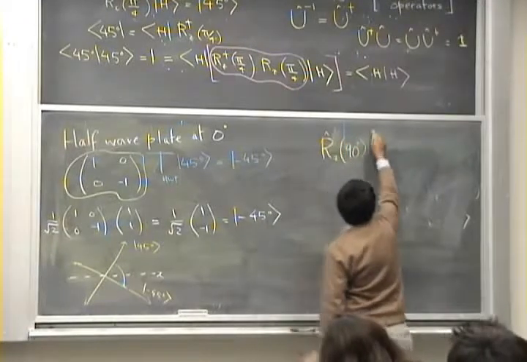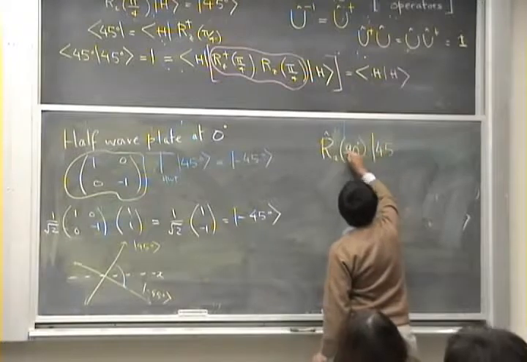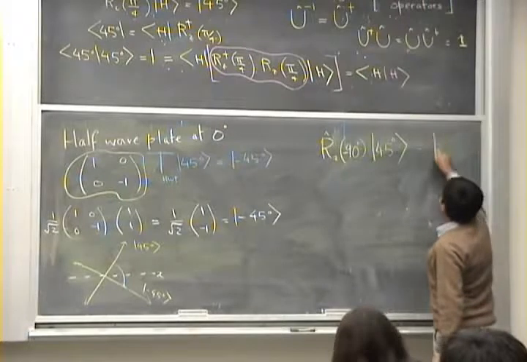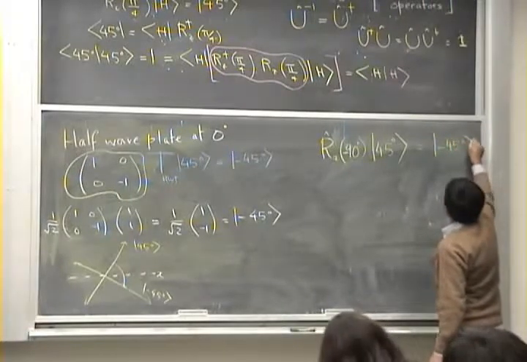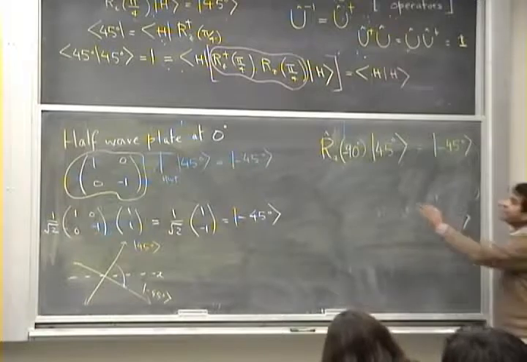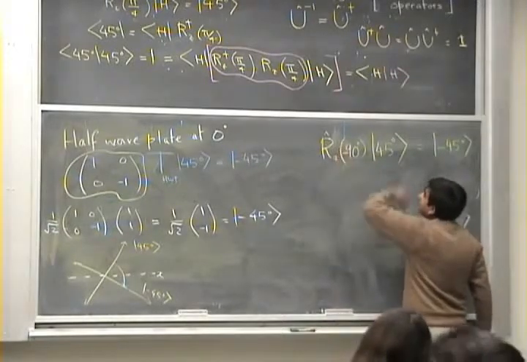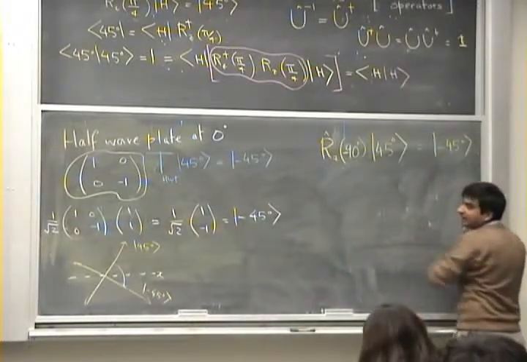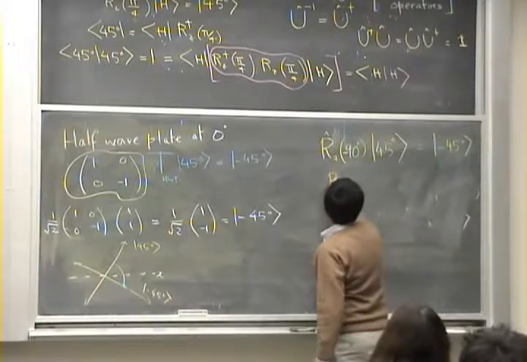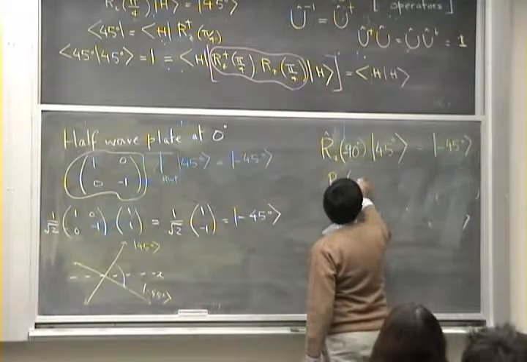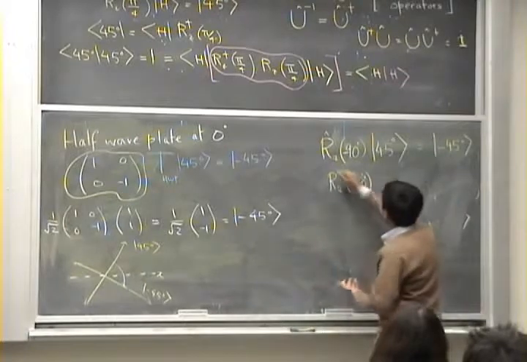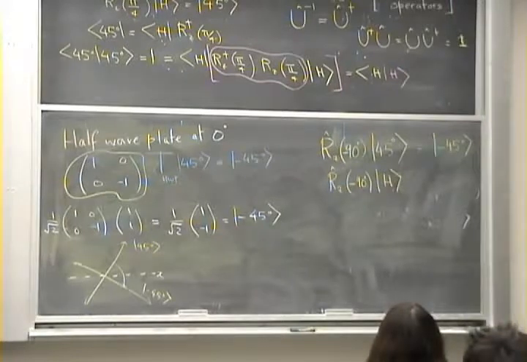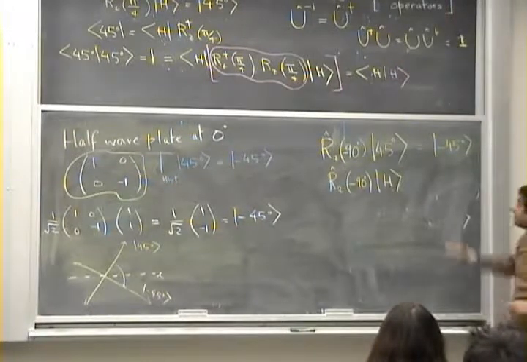Dagger. This acts on 45 degrees, with minus 90 degrees as my rotation angle, because now I'm taking an anti-clockwise rotation. So I get minus 45 degrees. So if my rotation operator rotates the state by minus 90 degrees, as it does for a half-wave plate, this is my output. However, if I take this rotation operator and rotate through minus 90 degrees again, but now my input state is ket H, what should my output be? Minus ket H.